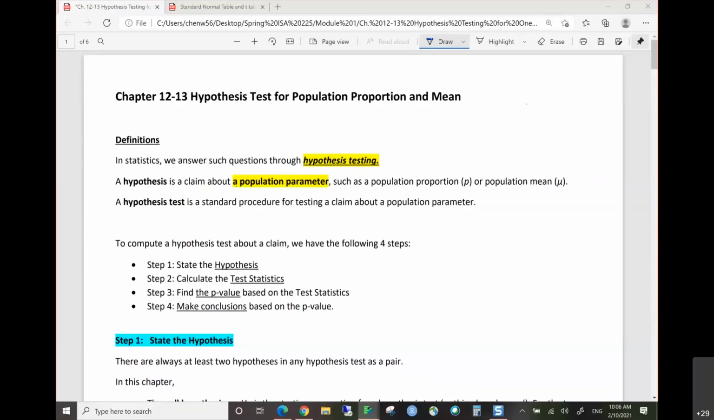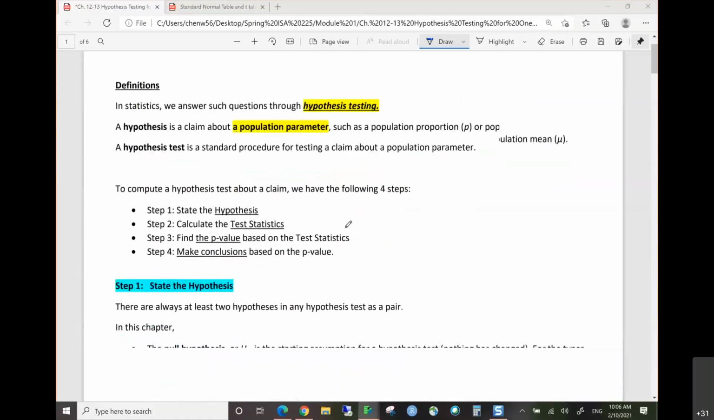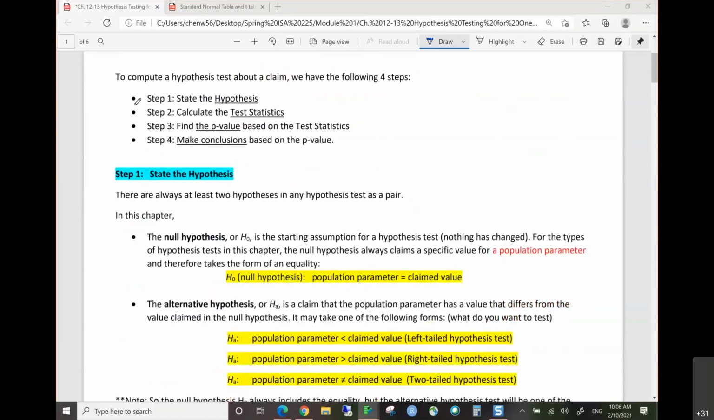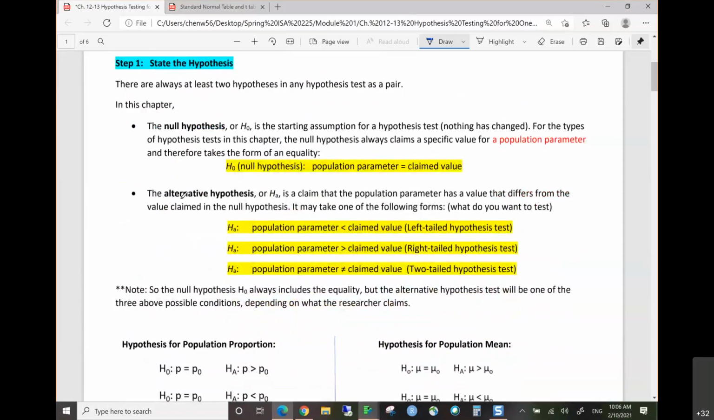Right? So either about the population mean or the population proportion. So the first thing we need to do for the hypothesis test is to state the hypothesis, right? So we want to state our claim. That's what we want to test in our alternative hypothesis. That's why our alternative hypothesis has three options: either the right tail, the left tail, or two tails.